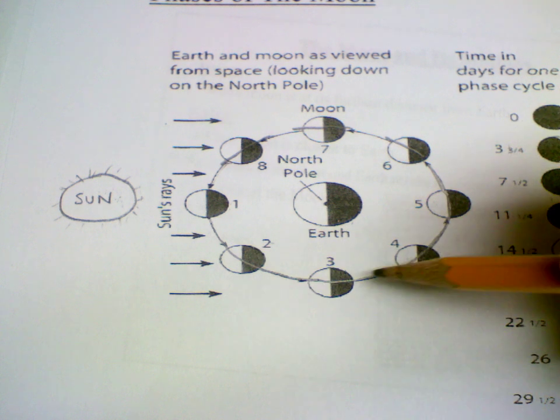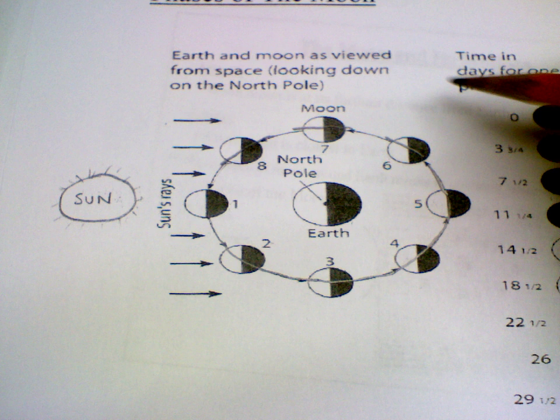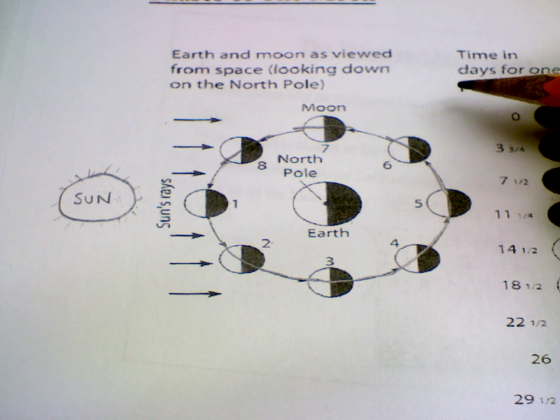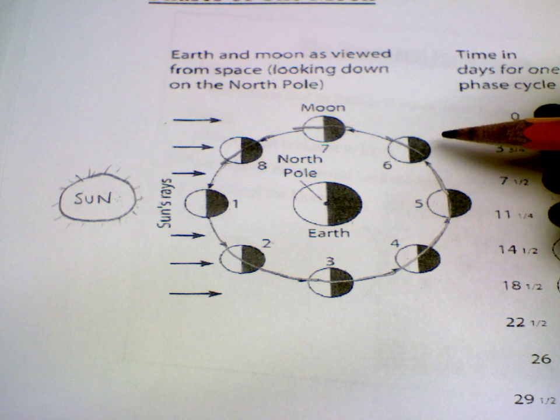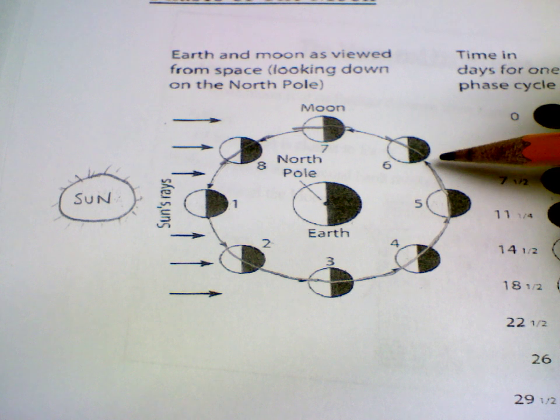That actually is not 27.3 days. That takes a month. And by the way, how did we get the name month on the calendar? That's how the ancient cultures used to be able to tell how long a month was. They actually used the moon. They called it a month.